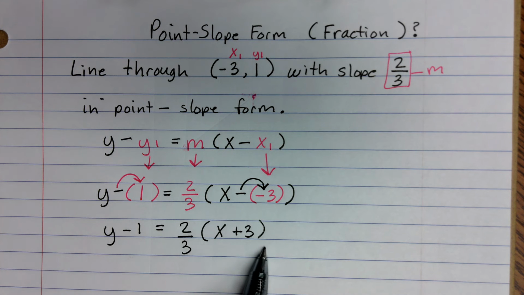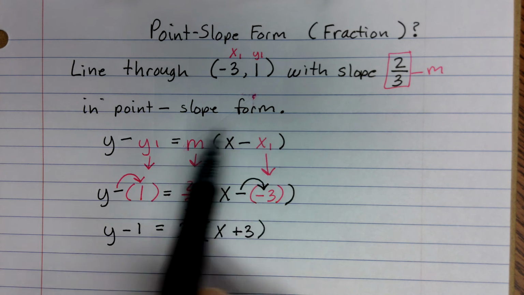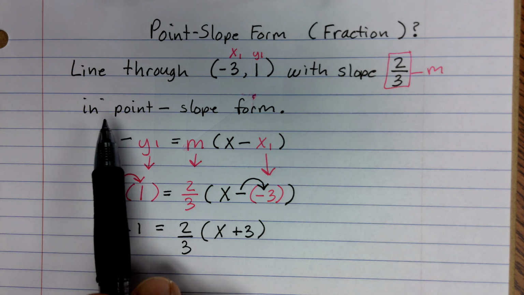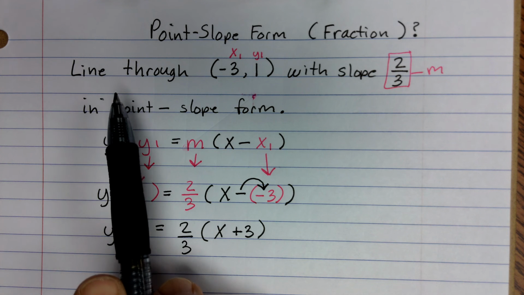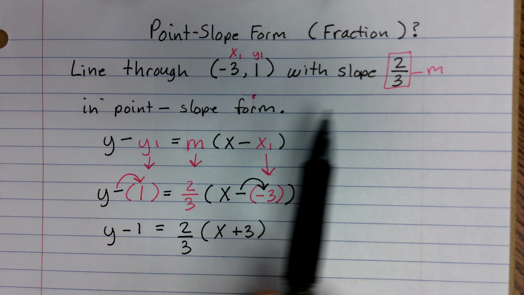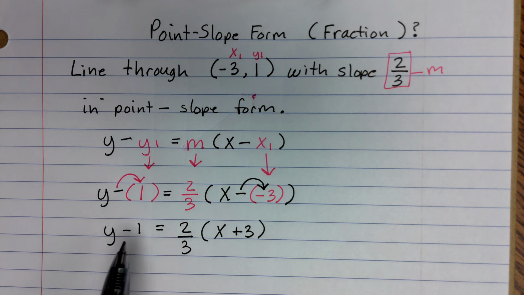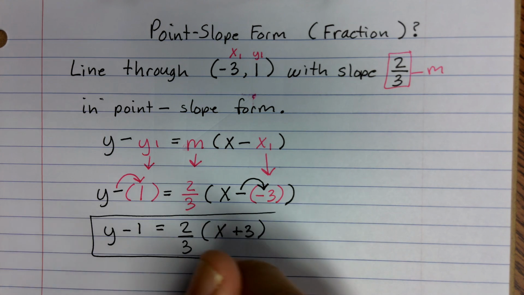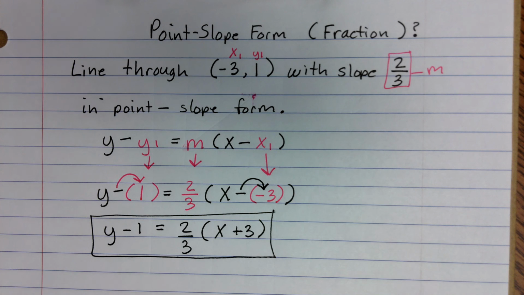So now it's in point-slope form. So now you're done. It's in point-slope form, and if you wanted to, you could convert this to slope-intercept form: you could distribute that slope to the x and to the 3, and then move that -1 over to the right, and you would have your slope-intercept form. But since it just asked for point-slope, we're going to box our answer, and we're finished.